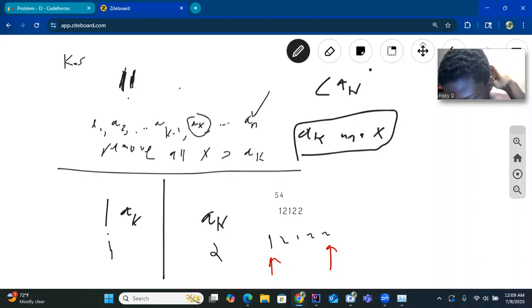So this should be very obvious. Because there's no way it's not going to be there. There's absolutely just no way.